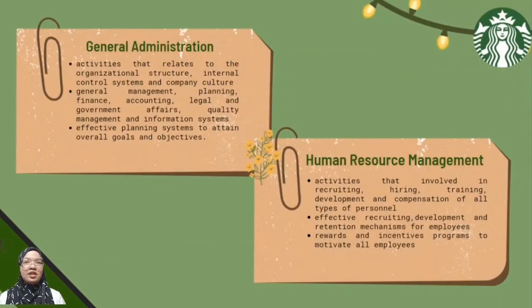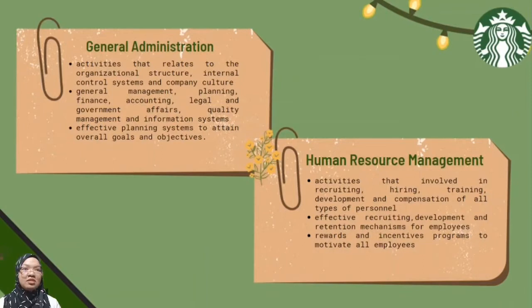Firstly is the general administration. General administration, also known as firm infrastructure, relates to organizational structure, internal control system, and the culture of the company, such as general management, planning, finance, accounting, legal and government affairs, quality management, and lastly, information system. This administration typically supports the entire value chain and not individual activities alone.